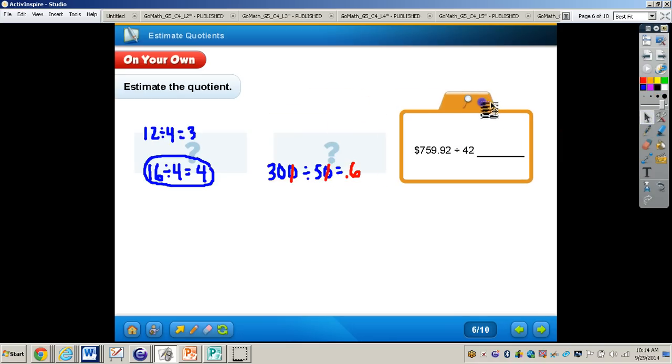And let's take a look at $759.92 divided by 42. Work through this problem. When you're finished, you can press play, and I will have the answer for you. So pause the video now. Okay, we have $800 divided by 40. We changed both dividend and divisor, giving us the answer of $20.